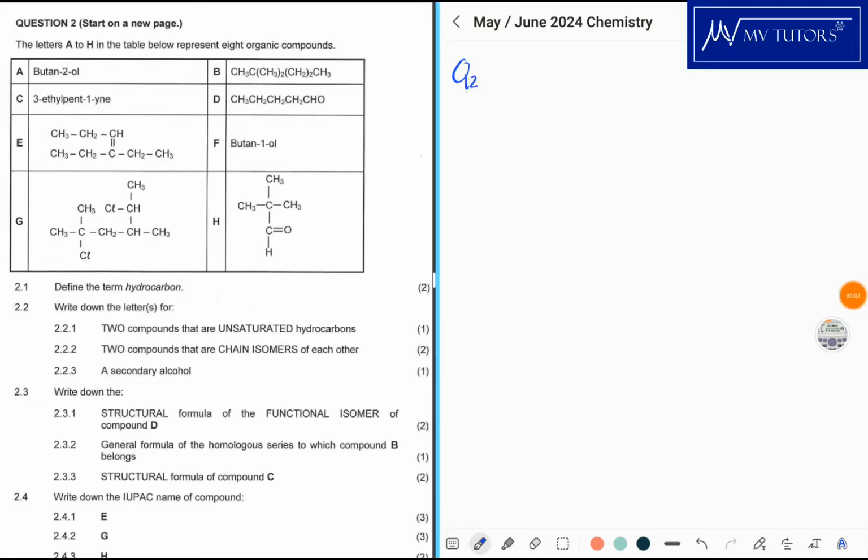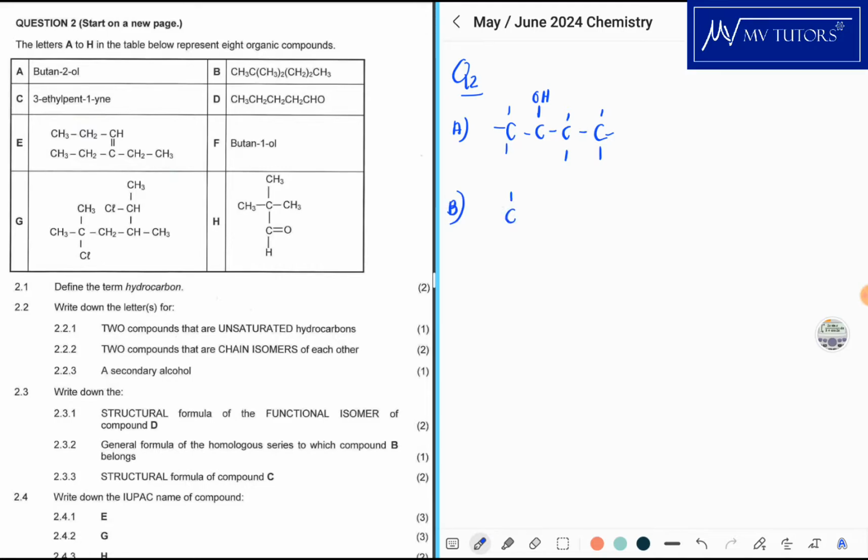Question 2. All right, letters A to H in the table below represent 8 organic compounds. Okay, so what I normally do, I want to normally put the structural formula so that I see what happens. Okay, so for A, we have butan-2-ol. So but tells me I have 4 carbons, and on the second one, that's where my alcohol is, my OH group, my hydroxyl.